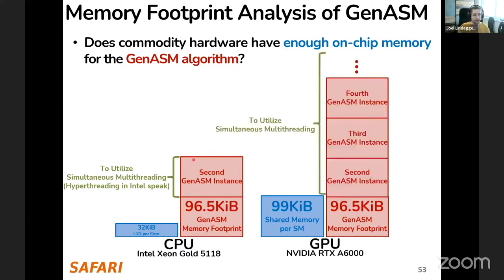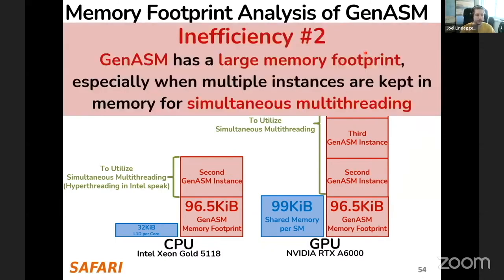And also in the GPU case, actually, it looks much worse now because GPUs for simultaneous multi-threading don't just need 2 instances, but many, like 4, 5, 6 instances. So this is because they're just designed with massive simultaneous multi-threading in mind. But then the available on-chip memory also on the GPU is nowhere near enough to fit all of GenASM's memory. And this is the second inefficiency we observe. GenASM just doesn't have enough memory footprint, especially when multiple instances are kept in memory for simultaneous multi-threading.